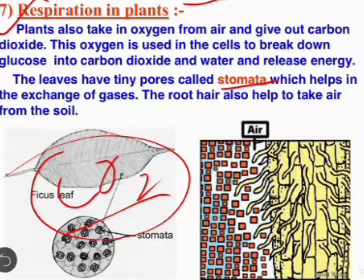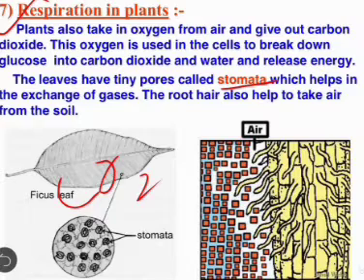The leaves of plants have stomata. The leaves of plants have stomata present upon them, which are small pore-like structures. Stomata is nothing, just a tiny pore on leaves. They allow the exchange of gases in leaves.